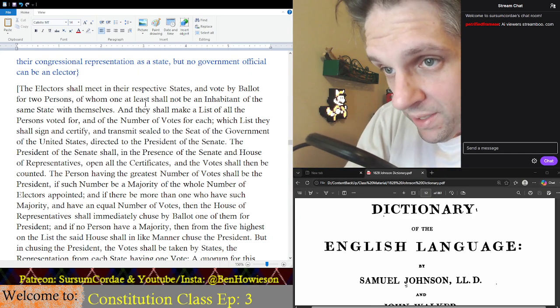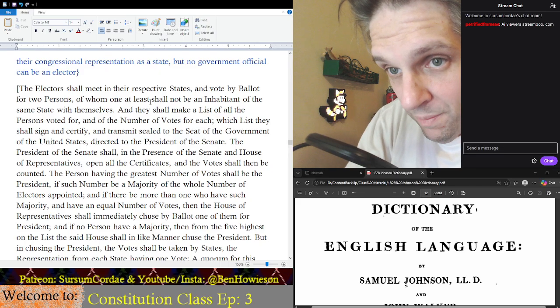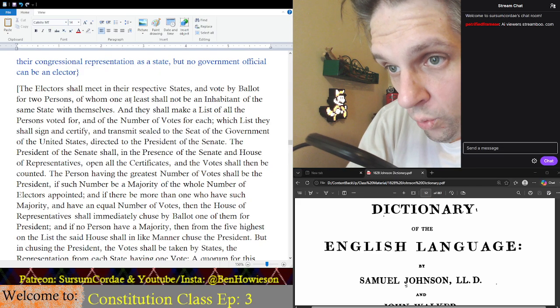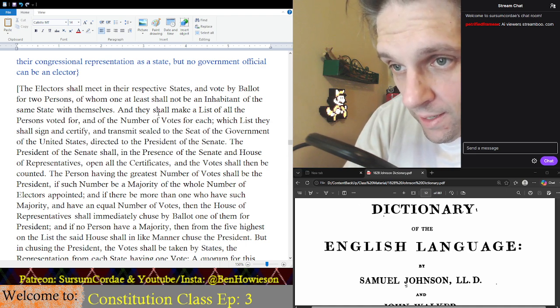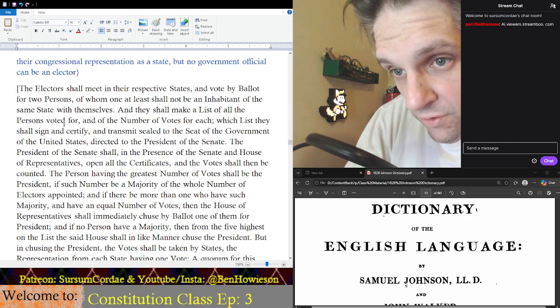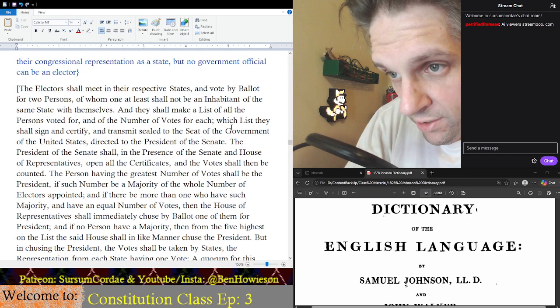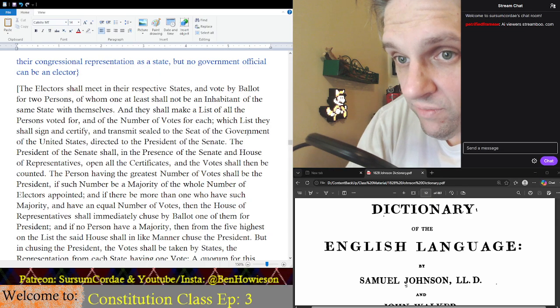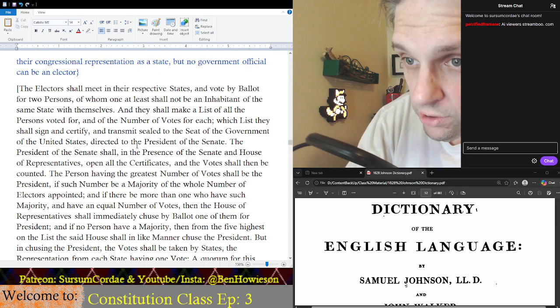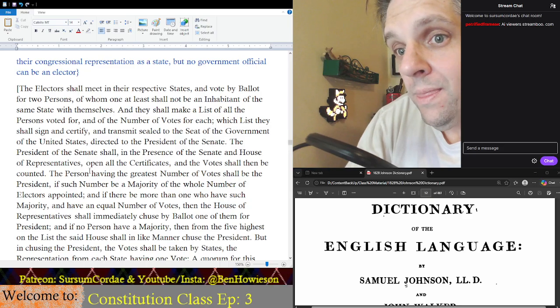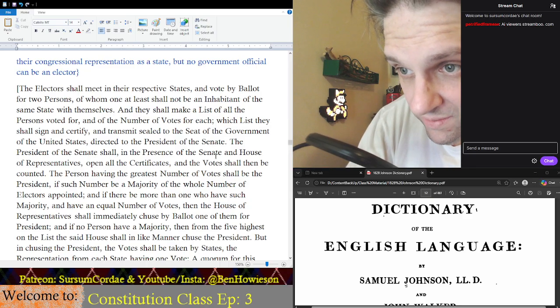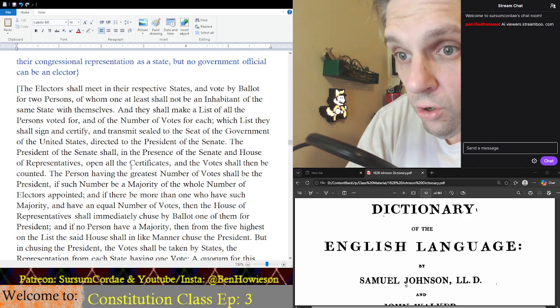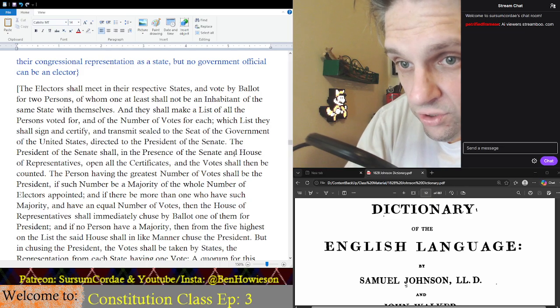The electors shall meet in their respective states and vote by ballot for 2 persons, of whom one at least shall not be an inhabitant of the same state with themselves. And they shall make a list of all the persons voted for, and of the number of votes for each, which list they shall sign and certify and transmit, sealed to the seat of government of the United States, directed to the President of the Senate. The President of the Senate shall, in the presence of the Senate and House of Representatives, open all the certificates, and the votes shall then be counted.